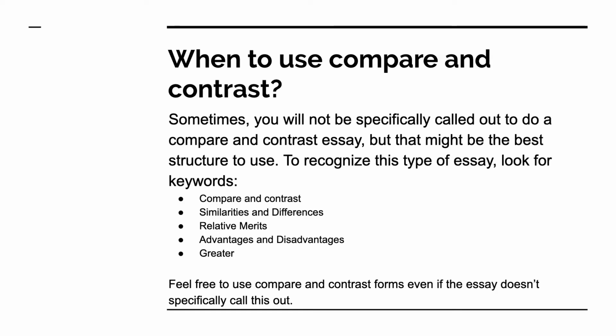So this isn't new, but looking at the structure and how you structure that into a paper might be. So, when to use compare and contrast. For this class, I'm going to ask you specifically to use compare and contrast forms. But for other classes, you might not be asked that, but it is a choice you can make. Some of the key words that might help you indicate whether you would use a compare and contrast form are the words compare and contrast. That's a pretty easy one. Similarities and differences, relative merit. Those are things where you're looking at similar things. Advantages and disadvantages, or something's greater, meaning you're looking at a way they're different because one's better than the other or bigger than the other.